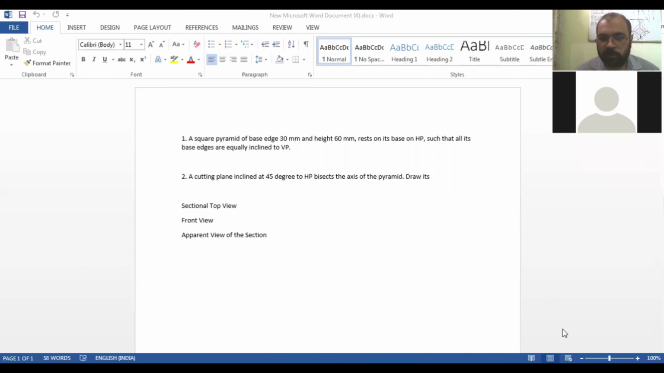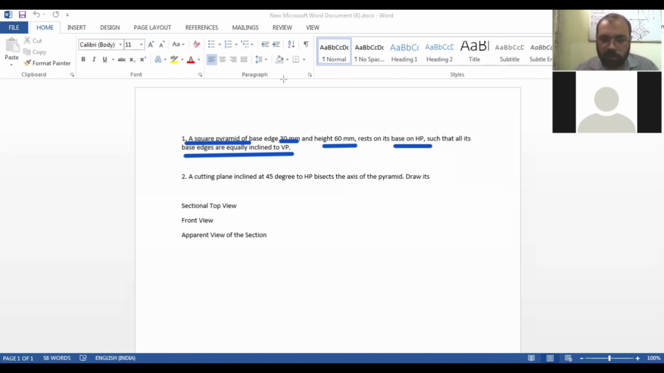So we'll understand this with the help of an example. This is a single question. In this first part, you can see it is given a square pyramid, base 30 mm, height 60 mm. So it means it is a square pyramid whose base edge is 30 and height is 60 mm. It is resting on HP on its base such that all the base edges are equally inclined to VP.